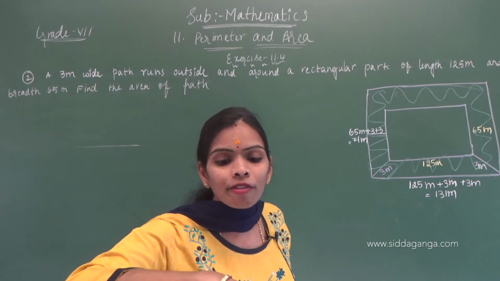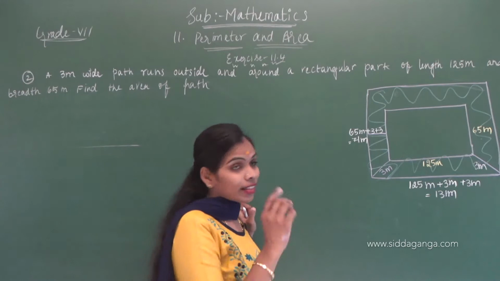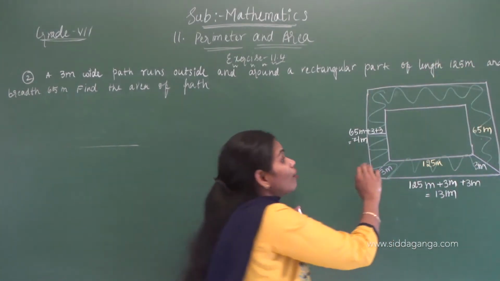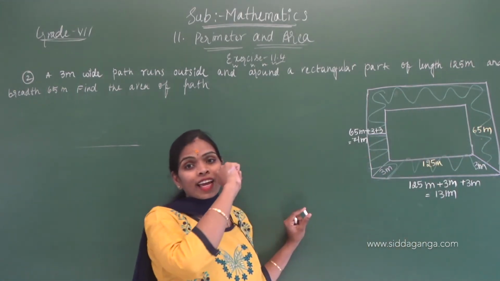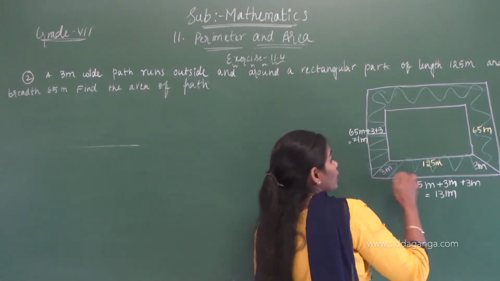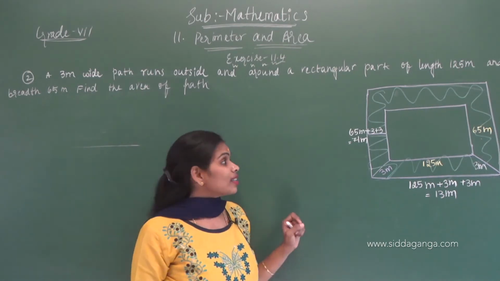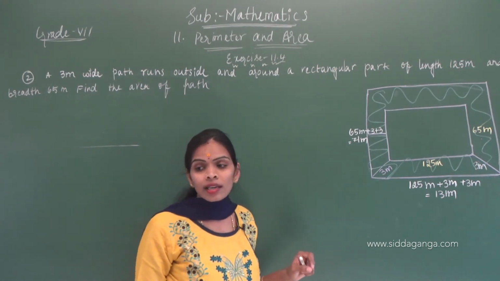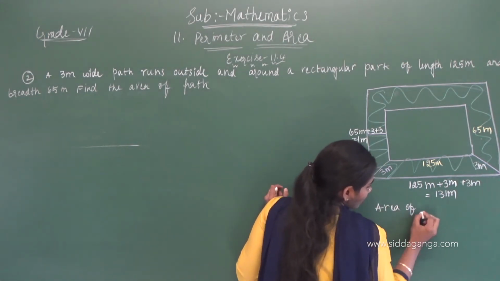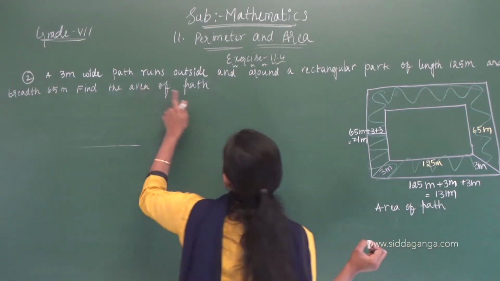What is the formula to find the area of this path constructed? For that you have to keep in mind, we can find the area of the outer rectangle and we can find the area of the inner rectangle. We have to find the area of the path constructed. That's why what we have to write? Area of path. Area of the path only they are asking.